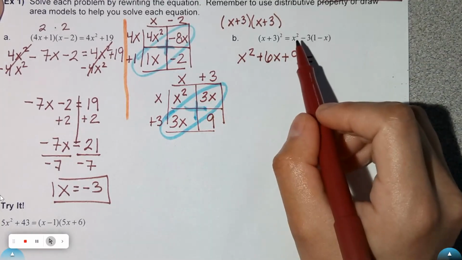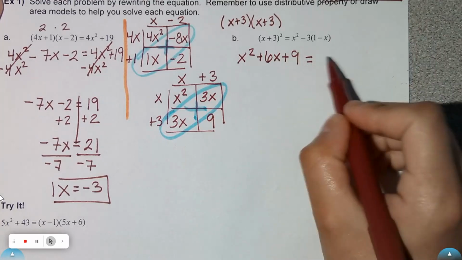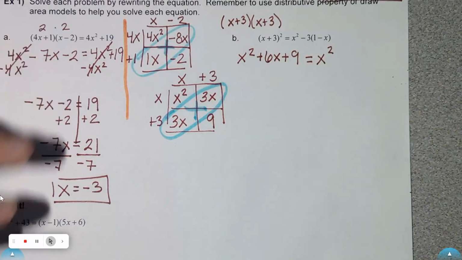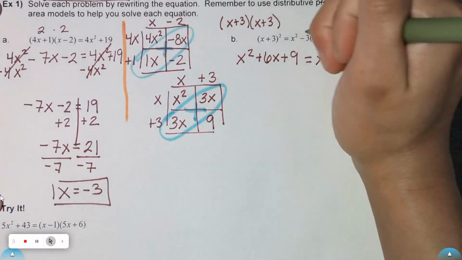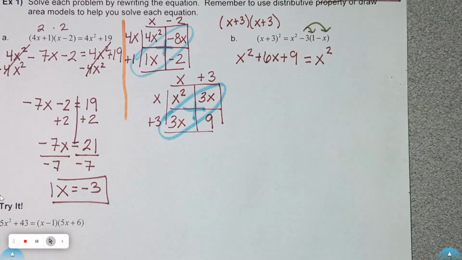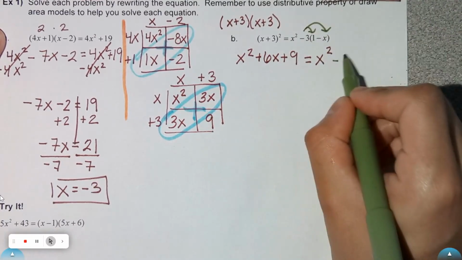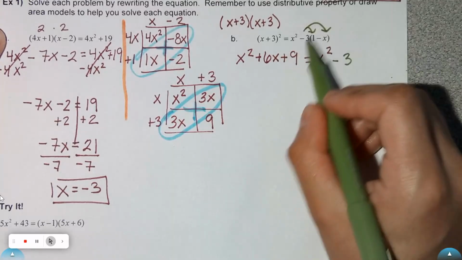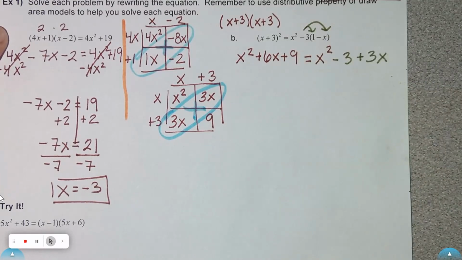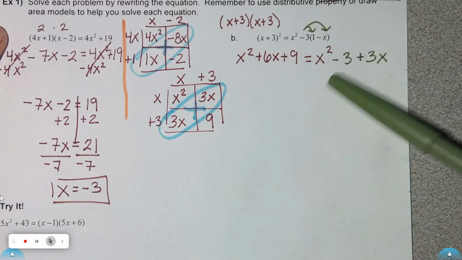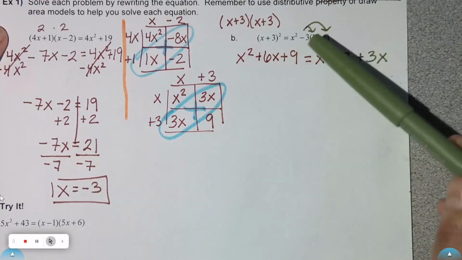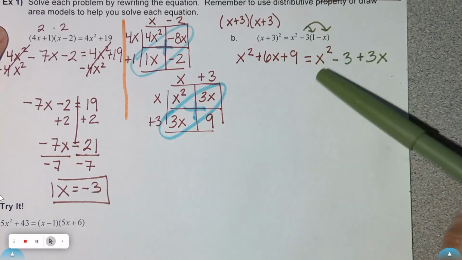I'm not sure. So this x squared is not being combined with anything, so I'm just going to rewrite it, copy it. Then I have this negative 3. That negative 3, I am going to distribute to everything inside its parentheses. So then I have negative 3, and then I have negative 3 times negative x, which is positive 3x. This one was a little bit more complicated because I had to do the box, but then I also had to distribute.